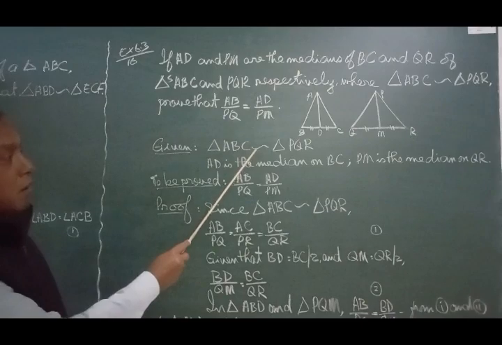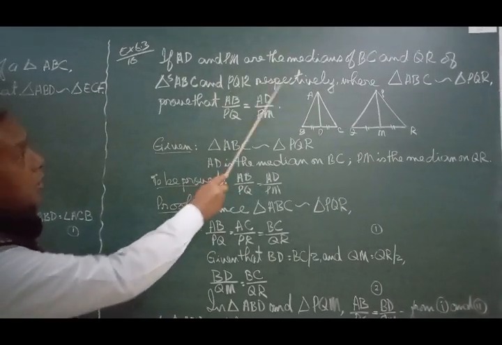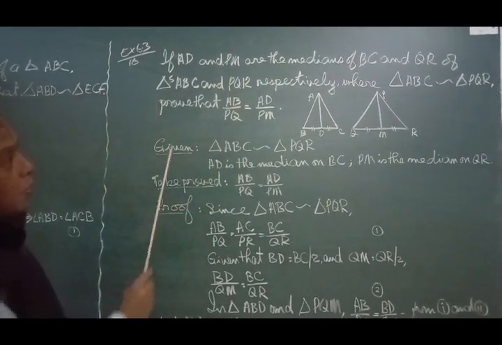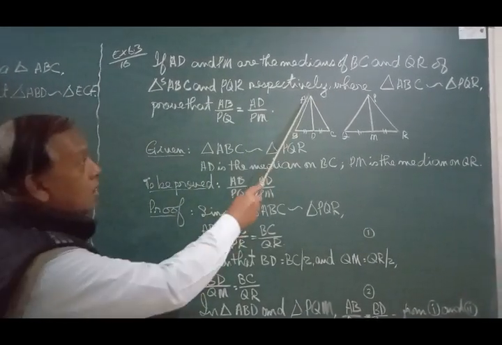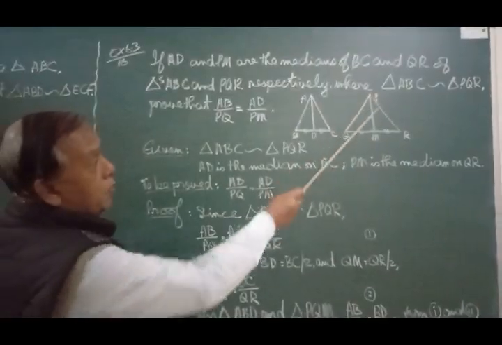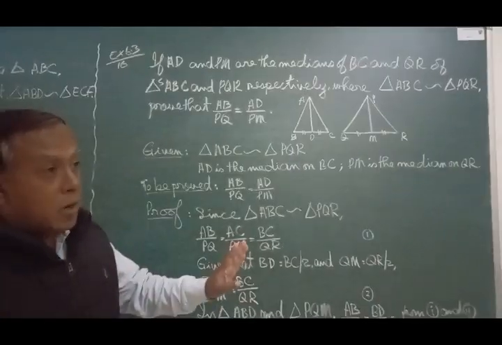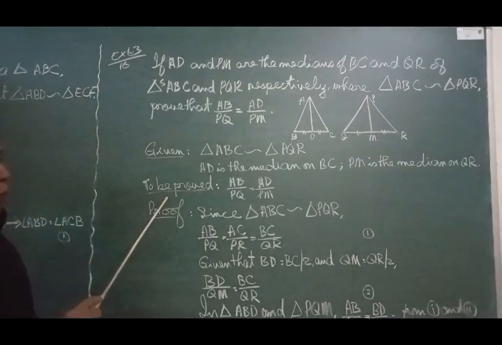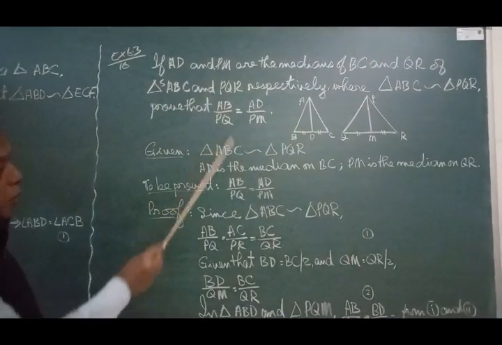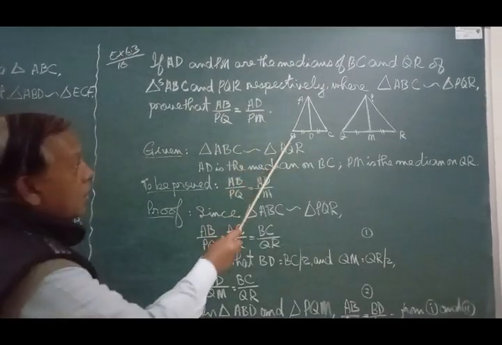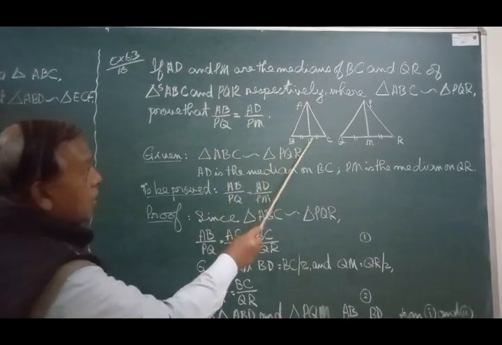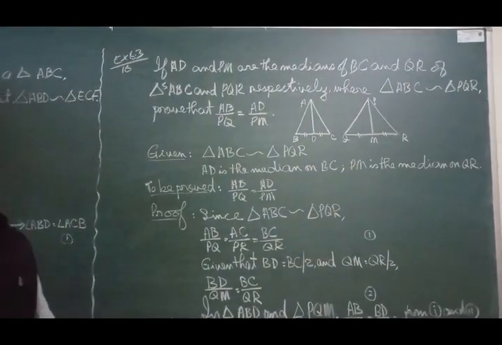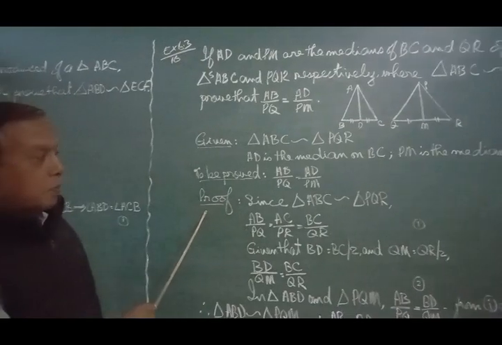Triangle ABC is similar to triangle PQR. They are similar in all respects. Okay, there it is given. And then AD is the median on BC, and PM is the median on QR, given again. To be proved, AB upon PQ is equal to AD upon PM of the two triangles. Proof. From what is given, we begin.